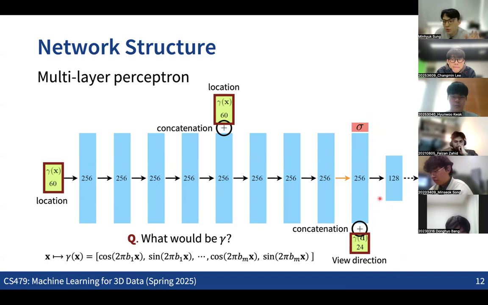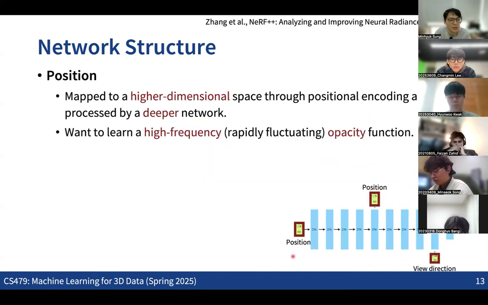So having a much shallower network for the radiance prediction. That's some characteristics of this architecture: we are mapping the XYZ coordinate into a much higher dimensional space, and also making the network deeper. The reason for that is that typically the function of the opacity with respect to the position would be a rapidly fluctuating function, which means that it will be higher in frequency.